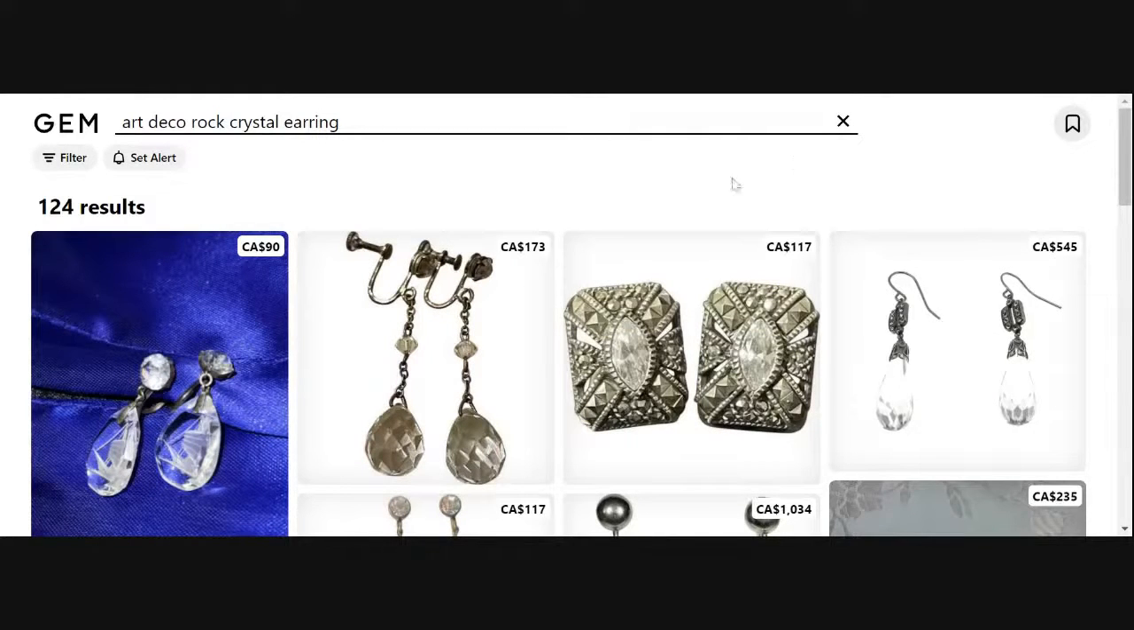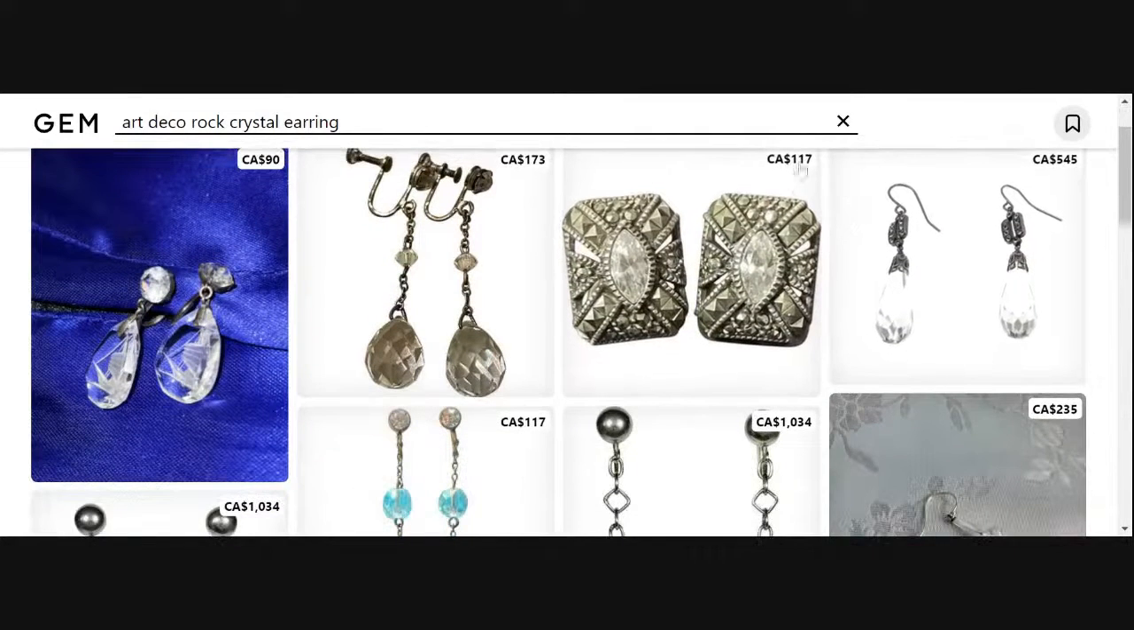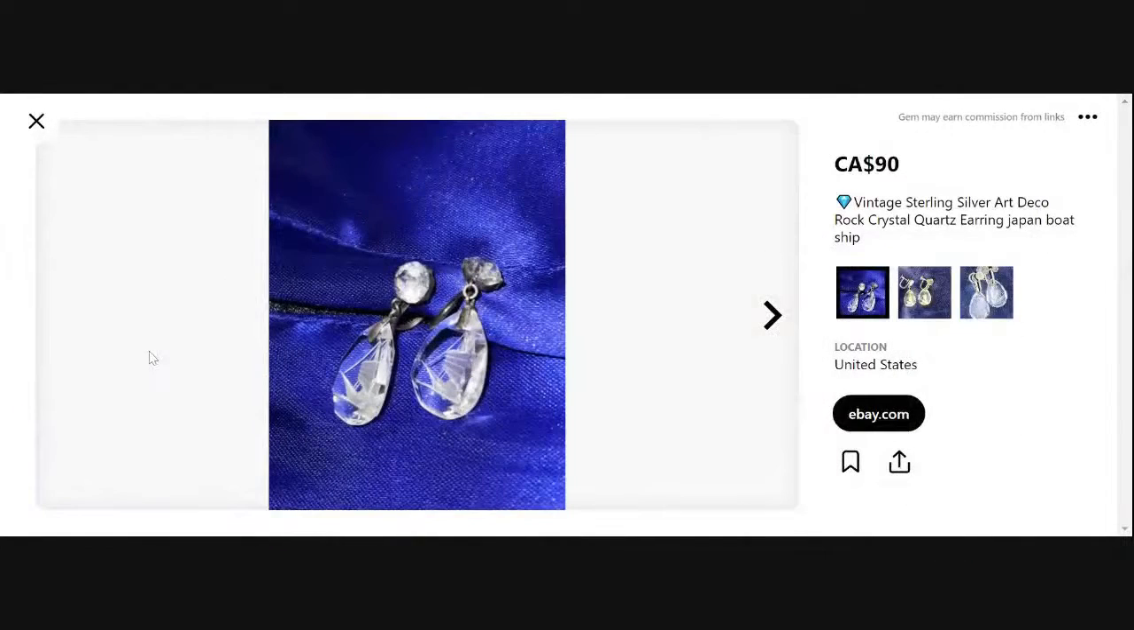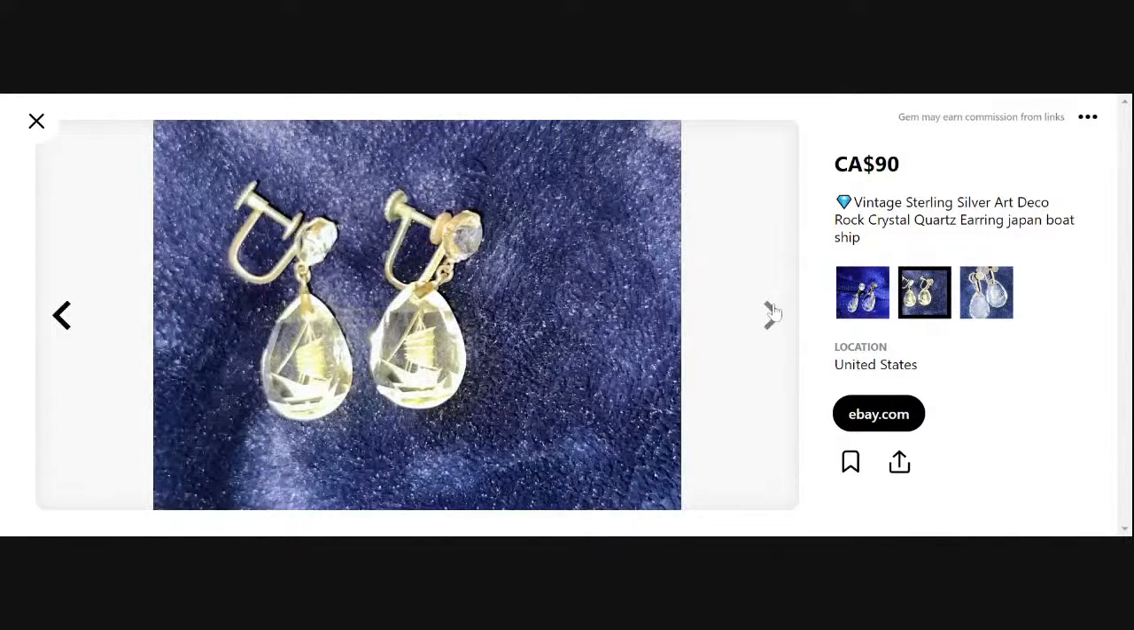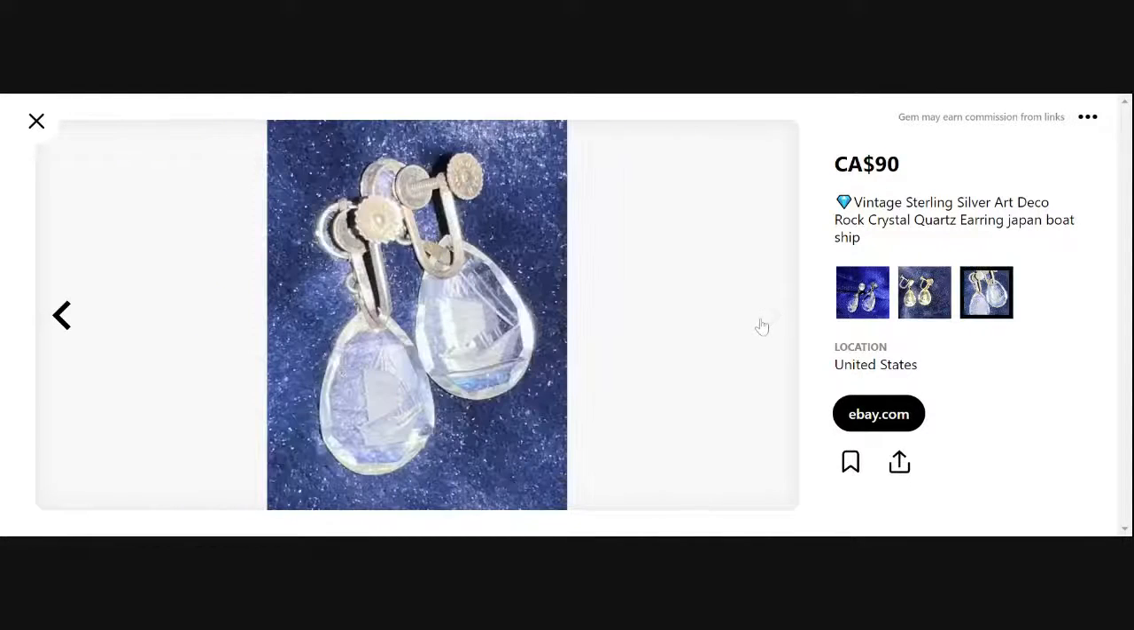Okay, so here are some examples. Friends, I think a few of you are looking for some, so I am going to click in. Let's start here. This is very similar to the pair that I have. They are saying that they're rock crystal quartz and that they are also engraved with a Japan boat, which is really interesting. You can see this motif. It's a little bit different than what we often see as the pagoda that is inside the opalescent glass examples. Here is the back.